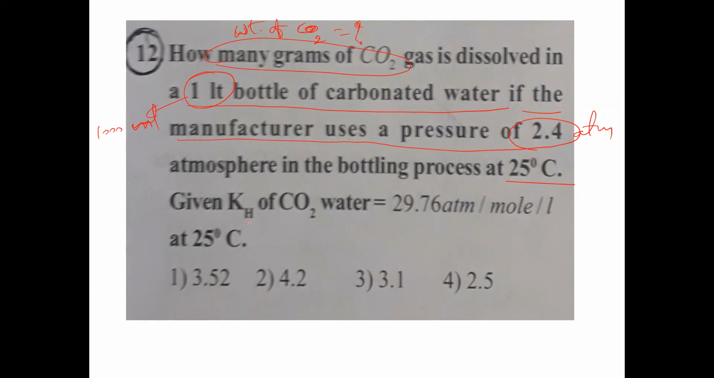Next one, given kH of CO2. Henry's law constant of CO2 is given as 29.7 atm. Okay. Now what they have asked is CO2 grams. They ask how many grams of CO2 dissolved. Henry's law constant is given at the same temperature. The weight of CO2 we have to get. But the pressure of gas they used here is 2.4. What is Henry's law constant? 29.76. Keep that point in mind.